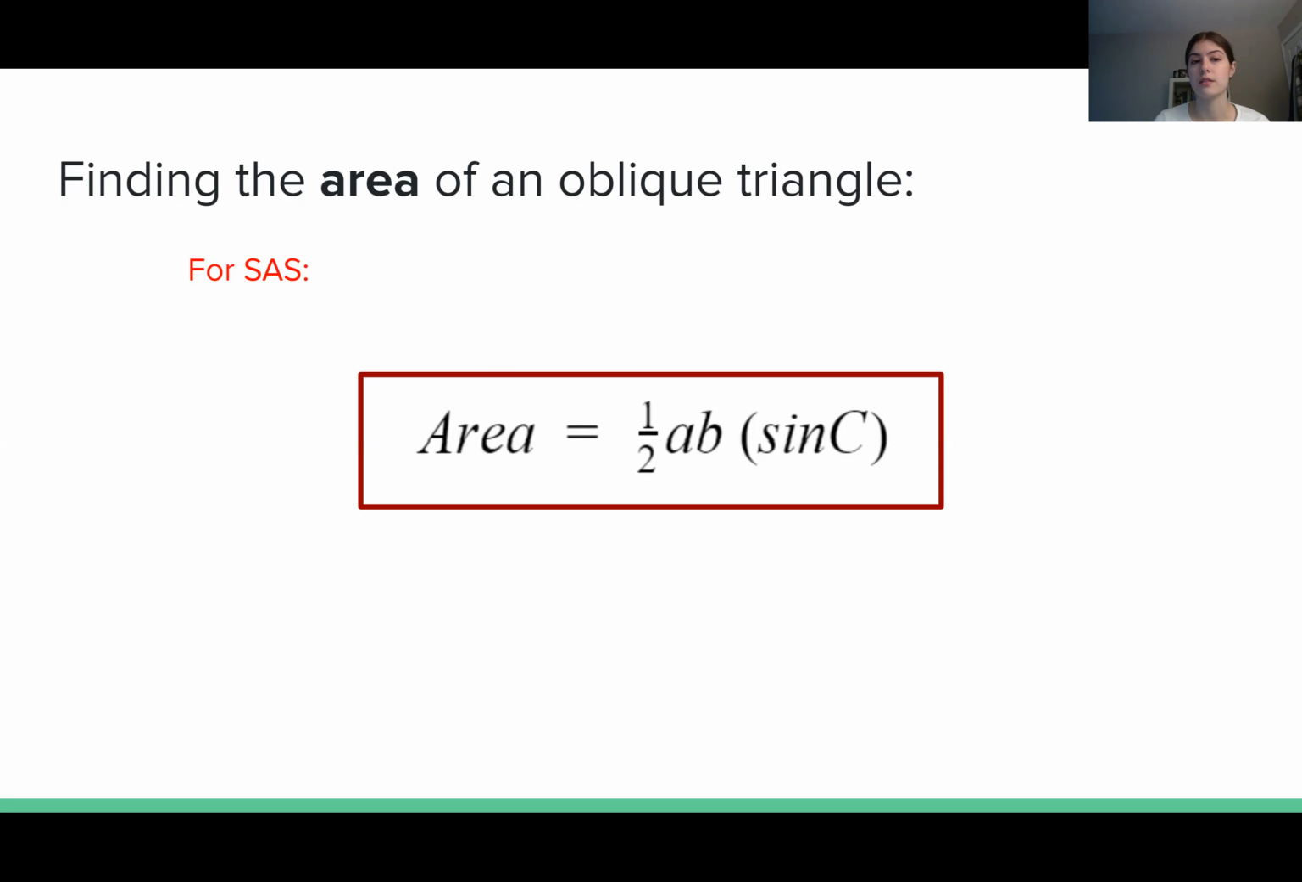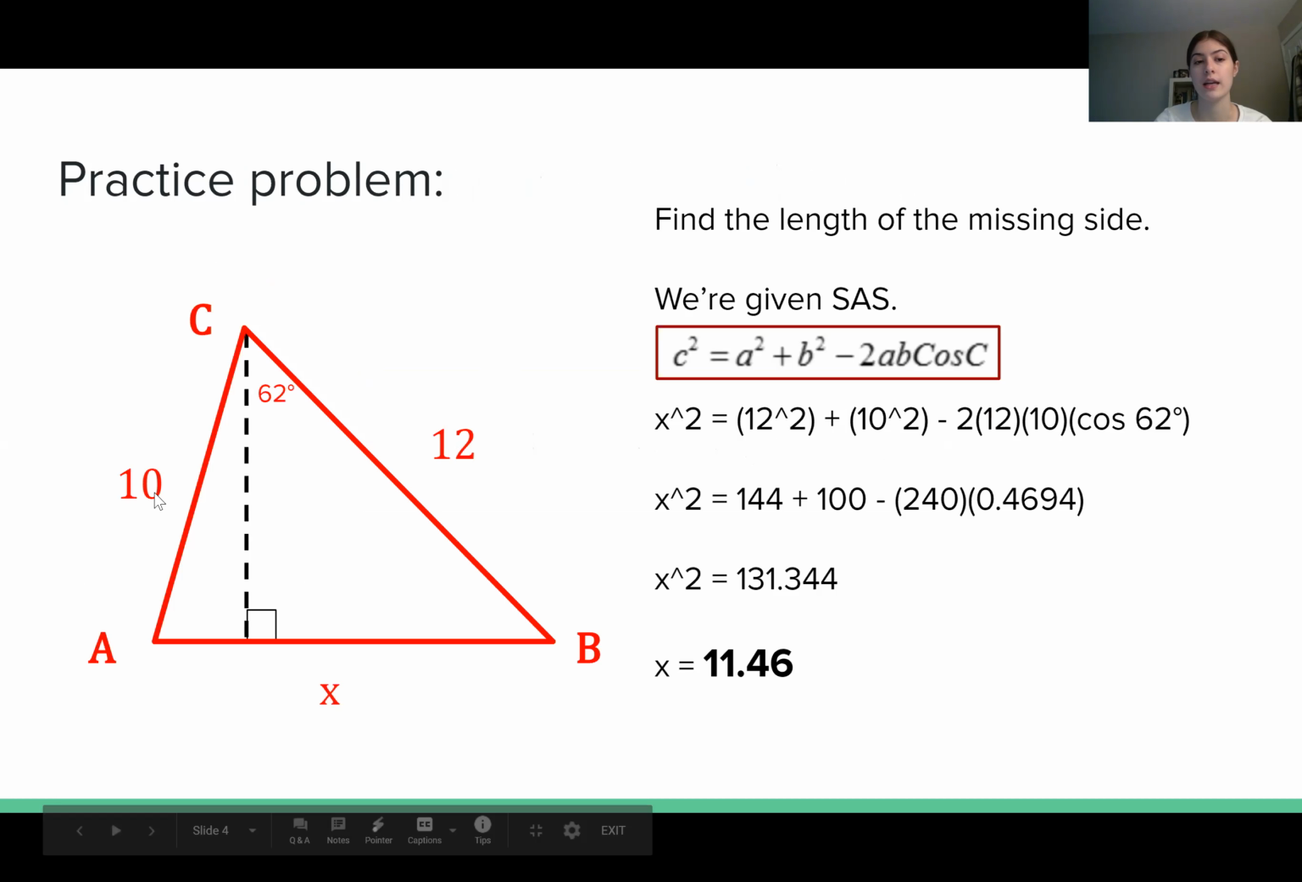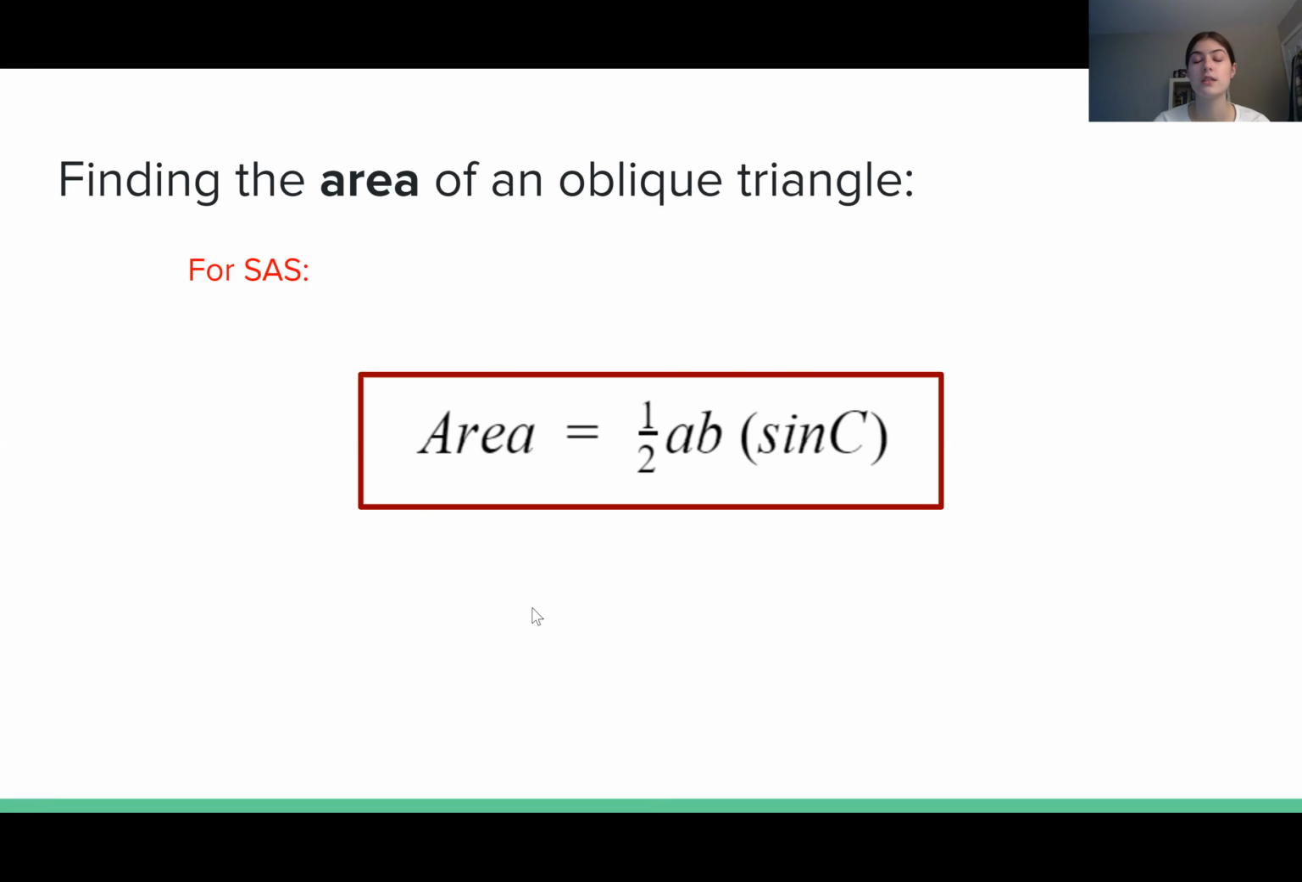So this right here, this formula is when we're looking at side, angle, side, right? So for side, angle, side, so something that looks like this, side, angle, side, this is the formula that we can use to find the area of an oblique triangle, all right? So this is the formula right here. The area equals 1/2 AB sine of C, all right?